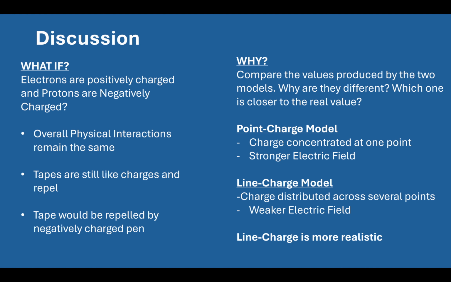What does it mean questions? The two computational values for Q are different because the point charge model overestimates the charge since it's all concentrated at one point, resulting in a strong electric field around the tape. However, the line charge model provides a reduced electric force since the charge is distributed over multiple point charges, resulting in a higher charge required to float the tape. Since tape is more like a line, the line charge model is more realistic to the real value of the charge.